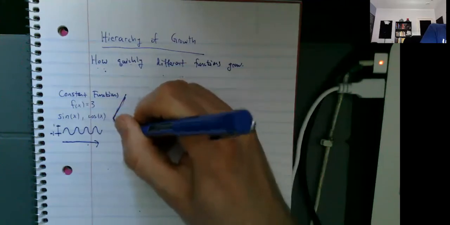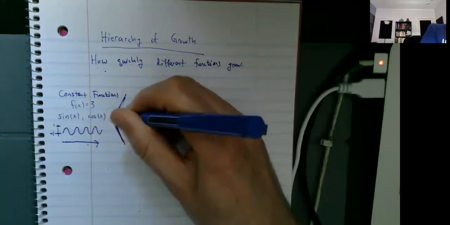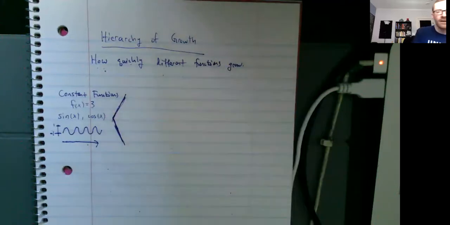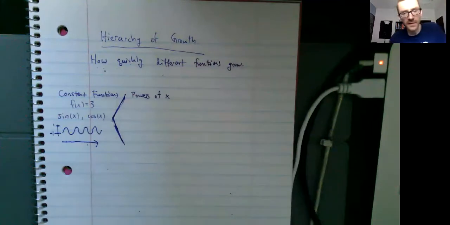After that, I'm going to make a big less than sign. So this is a giant less than sign. After that, we have the next group of functions, which are powers of x. Okay, so powers of x, like for example, x squared, x to the third, x to the fourth, all that kind of thing.